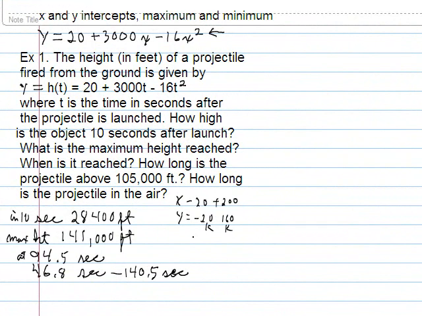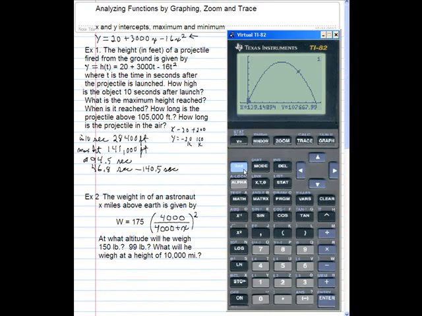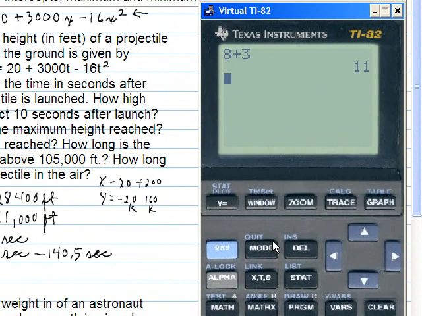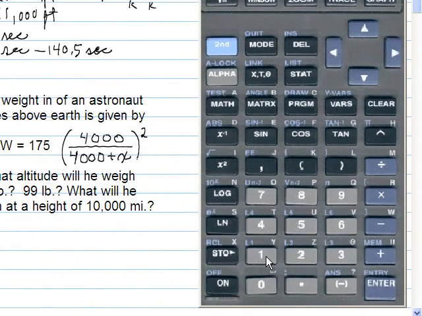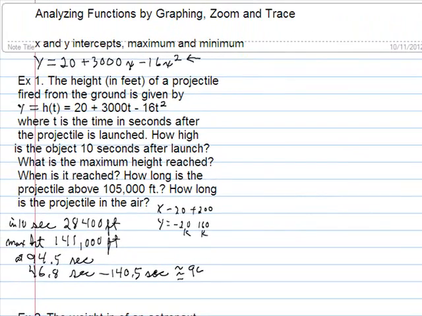Now, how many seconds is that? Because the question is, how long was it above 105,000 feet? So what you'd have to do is subtract those two. So let's subtract those two. We'll go back to our main screen, second quit. We'll do 140.5 minus 46.8. And of course, 46.8 would be done better if you zoomed it and boxed it. And we get about 93 seconds. So I'm going to say approximately 94 seconds we were above 100,000 feet.